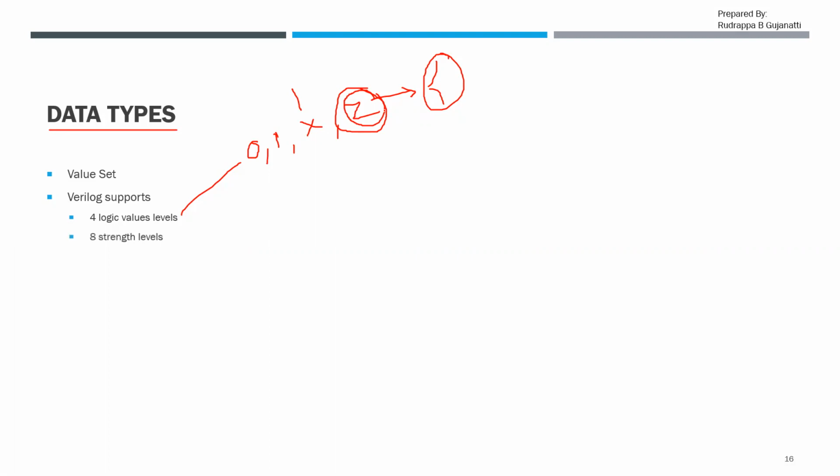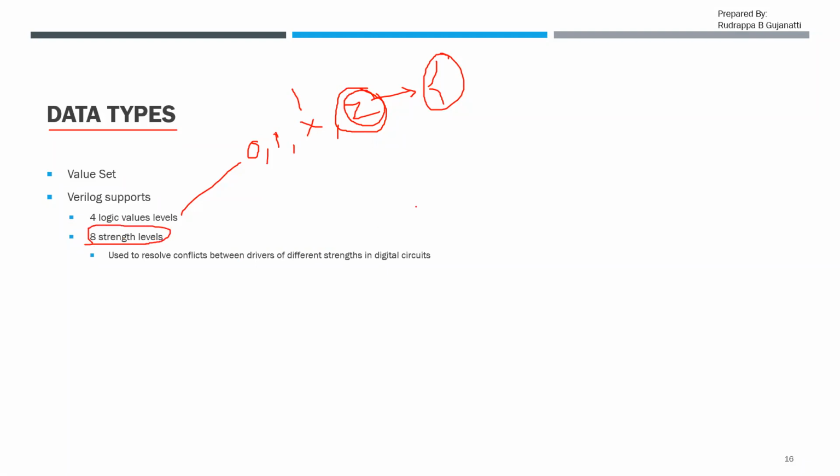So then we have 8 strength levels. We'll just see that, from the strongest to the weakest. So we have the strength levels representation. What we can do is, the strength levels basically help us to resolve some of the conflicts.